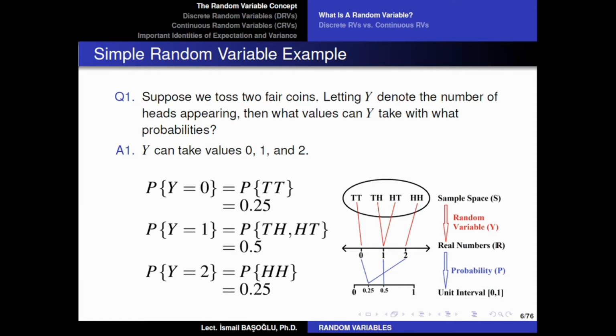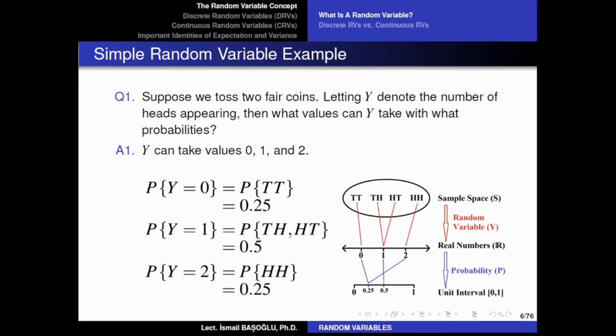My friends, everything in mathematics is either a set or a function. So a sample space is a set, a random variable is a function. Real numbers is a set, probability is a function, and unit interval is also a set. Okay? And these random variables and probabilities are functions just reflecting the elements of one set into others. So when we are talking about the probabilities of events or probability of a random variable to take a value, we are actually talking about a function here. This is mathematical modeling of these events.